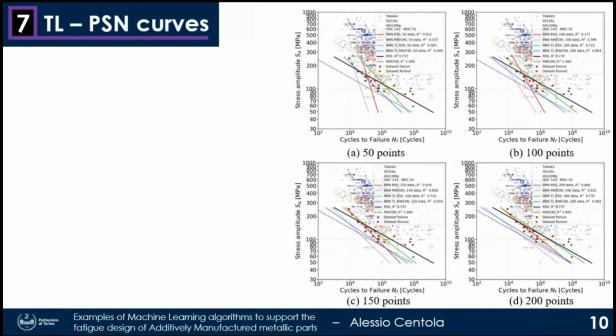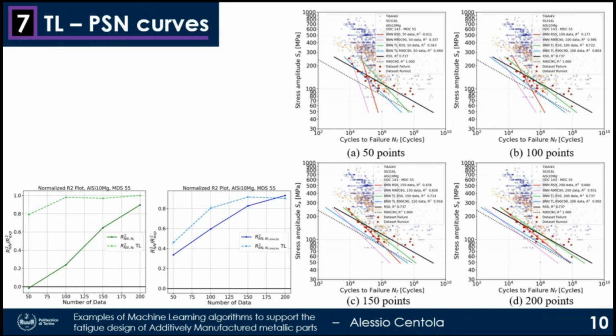So we can see, as the last slide, the PSN curves for the increasing numerosity, so 50, 100, 150, and 200 points. In black, we have the R50 and R90 C90 life, and in colored, we have the R50 and R90 C90 life with and without transfer learning. And here we can see the normalized R2 coefficient plots. The dashed one is the case with transfer learning, and the solid one is the case without transfer learning. As an example, transfer learning here has been performed on aluminum.